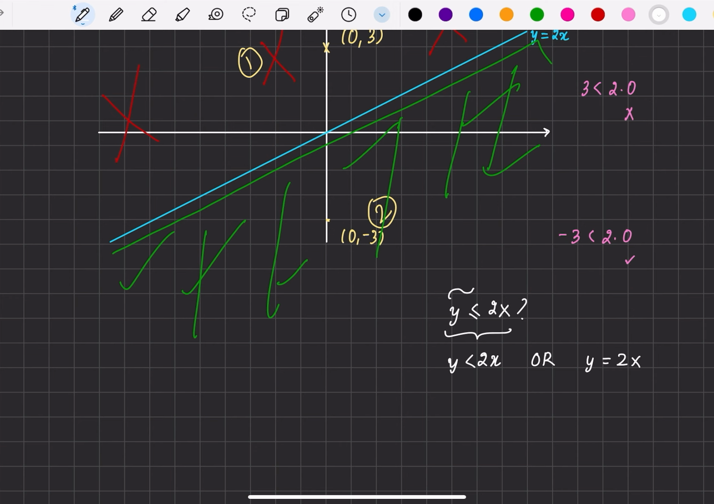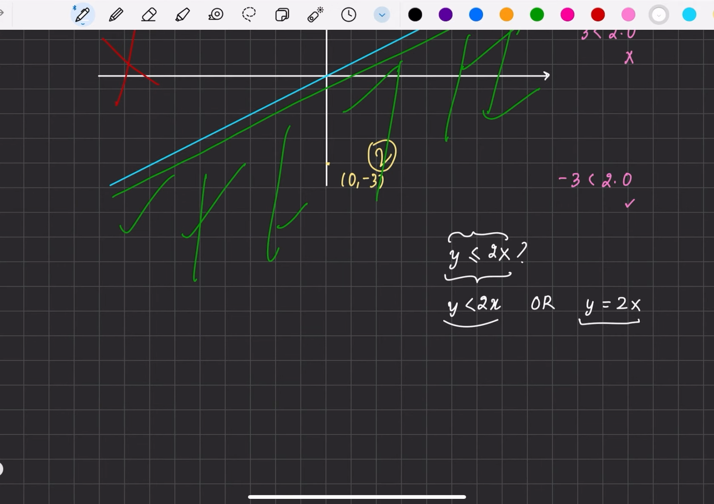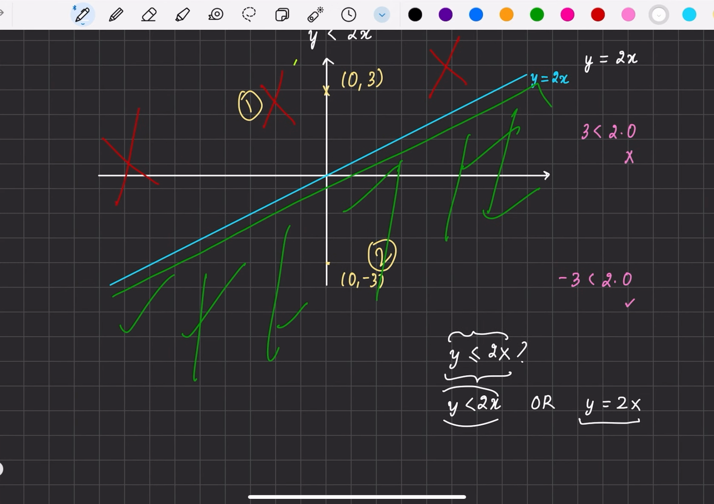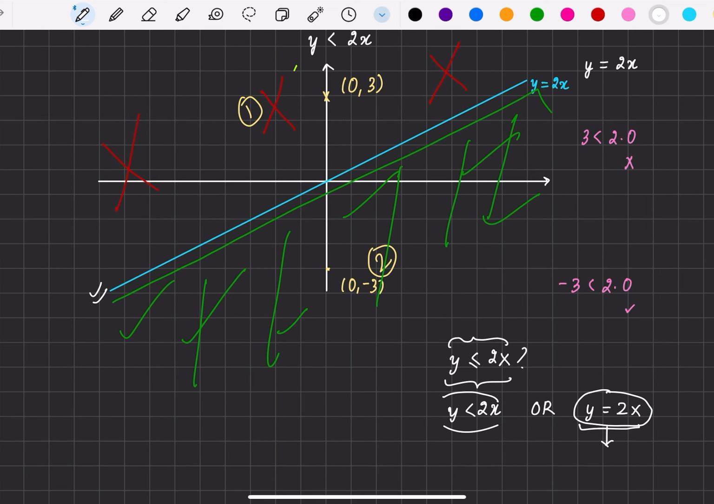What does this actually mean? This means that y is either equal to 2x or y is less than 2x. So you know how to find the solutions of this, we just proved that. And you know how to find the solutions of this. This is precisely this line right here.